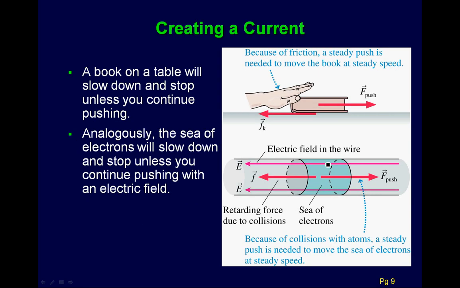Now Knight talks about this, and this is a really important idea too, another kind of analogy. If I'm pushing a book across a table with some force, friction is going against me. I have to keep pushing to keep that book moving. It's the same thing with electrons. The electrons are feeling a frictional force because they're bouncing off those protons and so on, and so the battery needs to keep this electric field up in order to keep that push going.